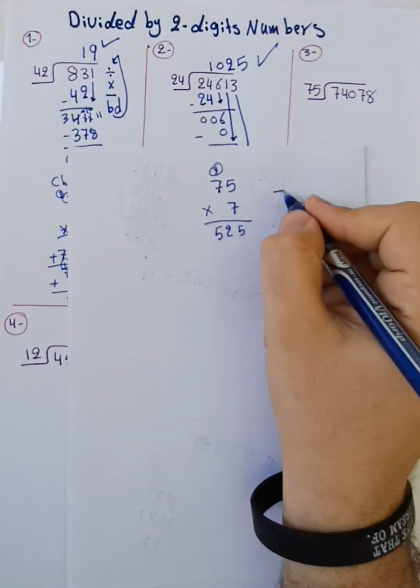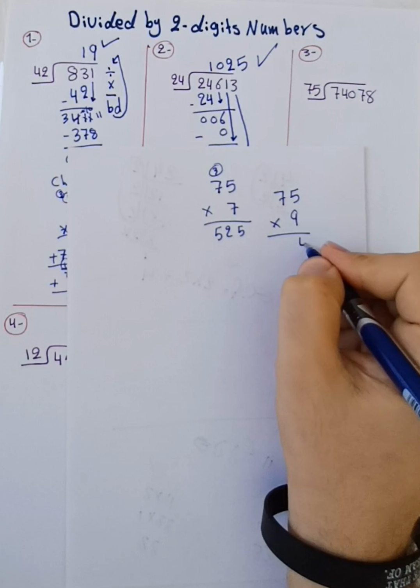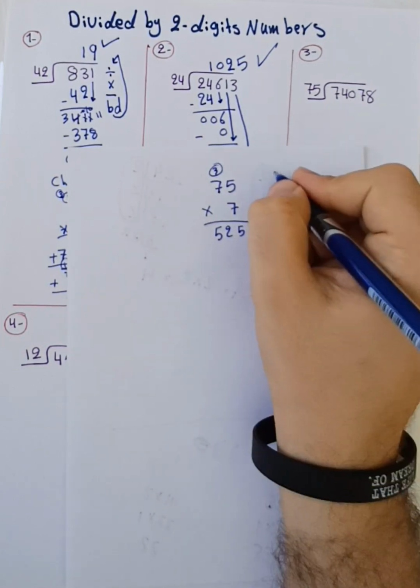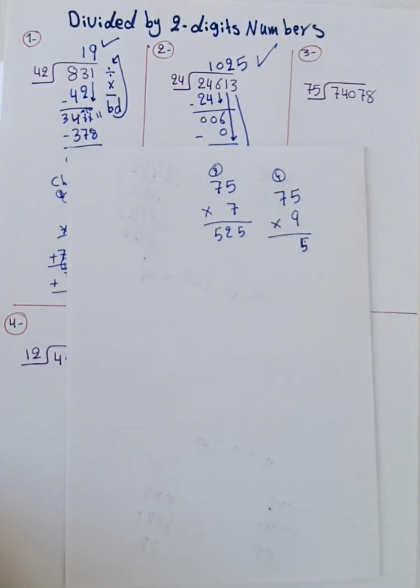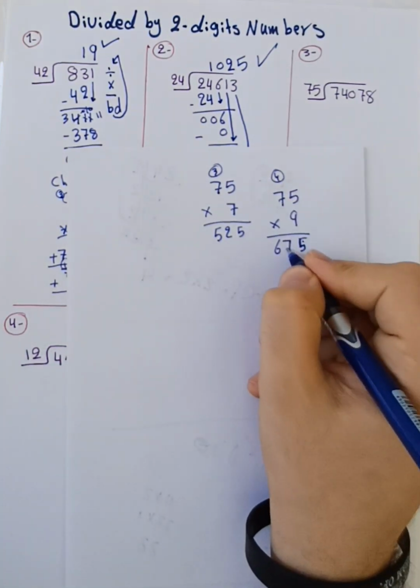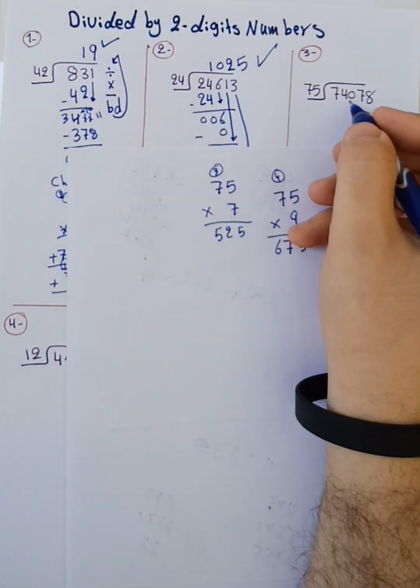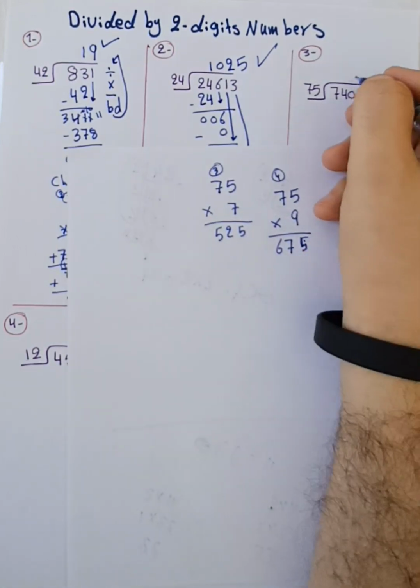So I'm gonna try 9. 9 times 5 is 45. 9 times 7 is 63 plus 4, 67. When we try 75 multiplied by 10, we get 750, but in here we have 740, so 9 is suitable number.